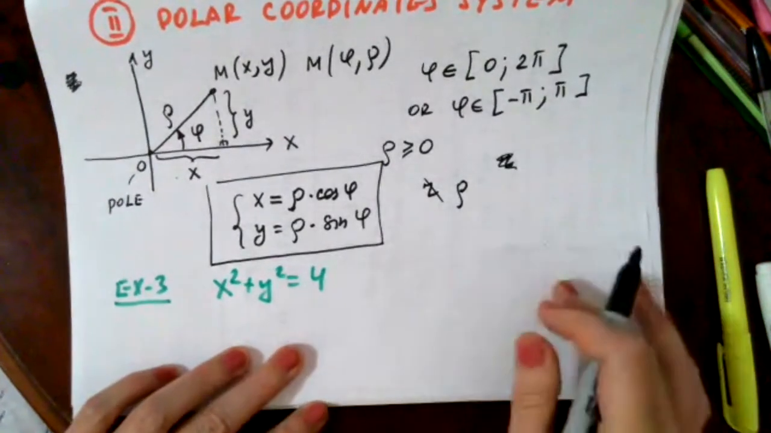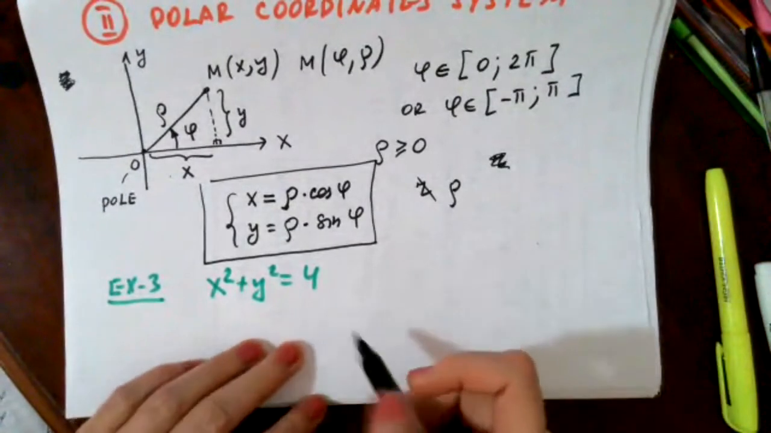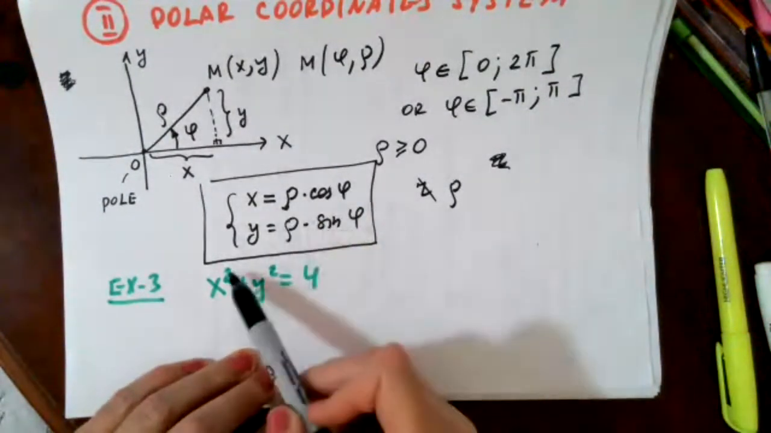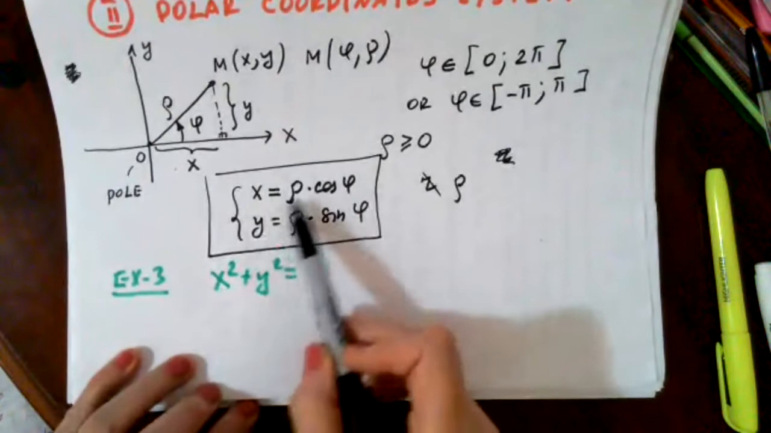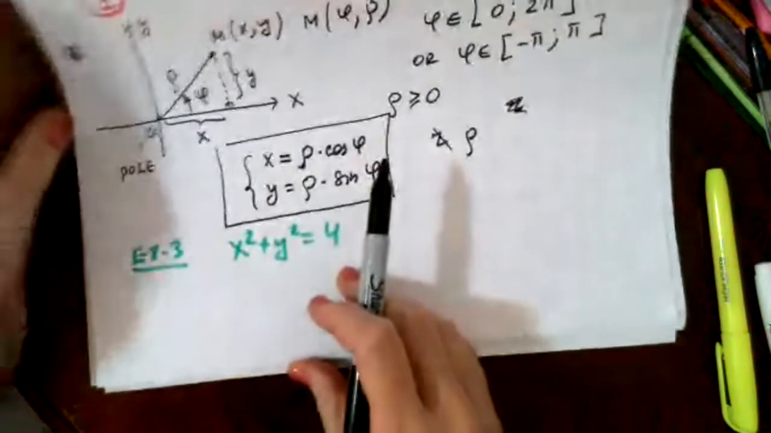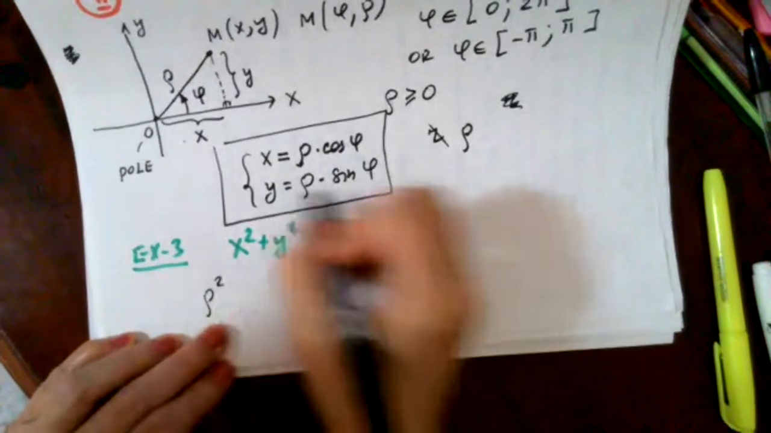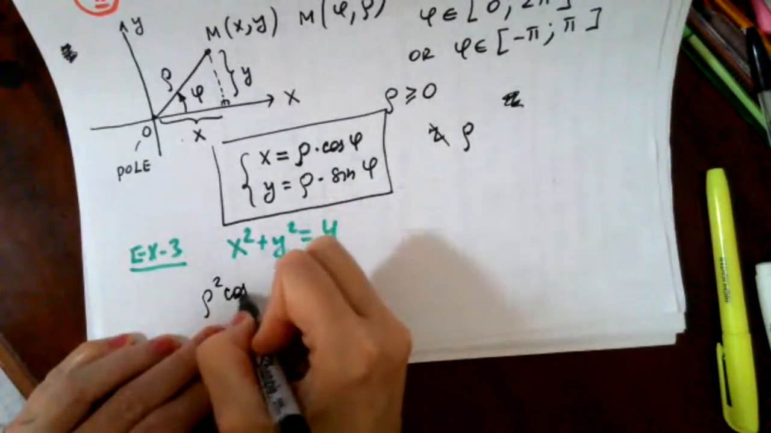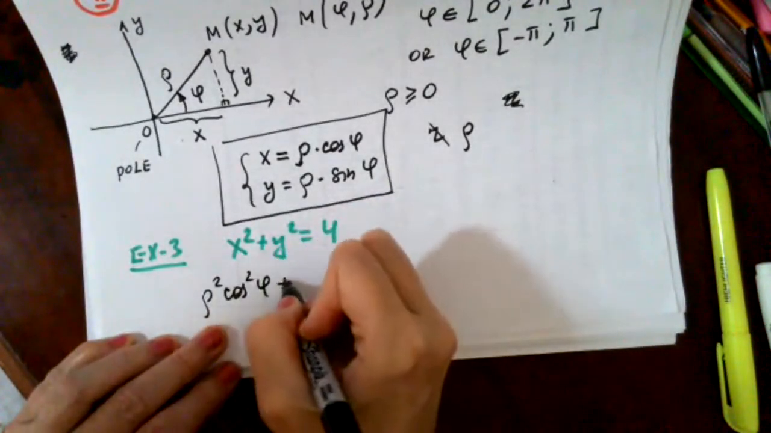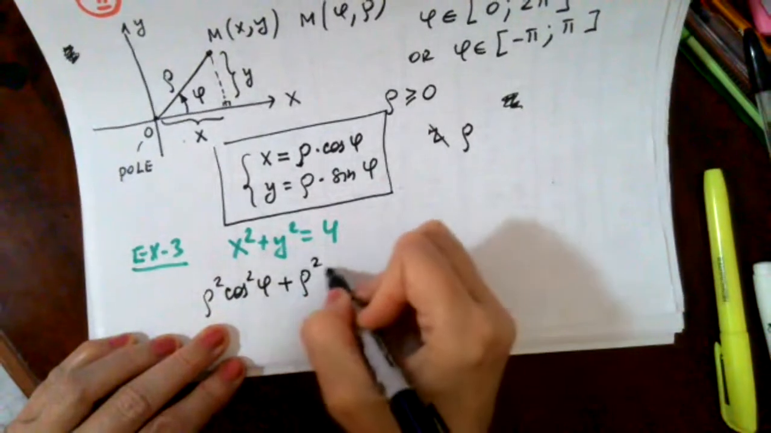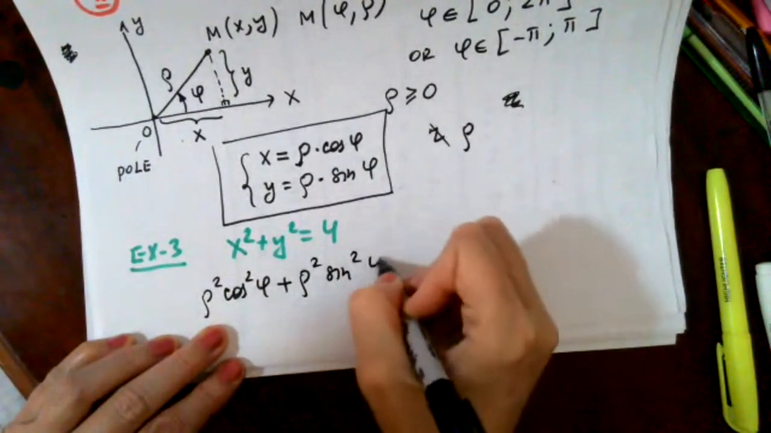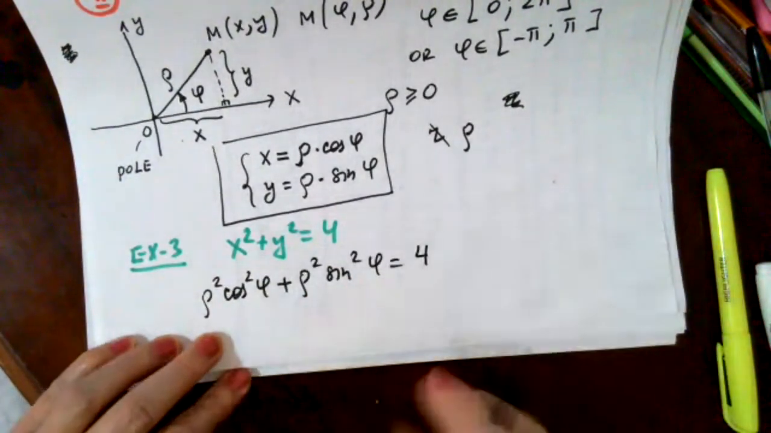How to rewrite this equation in the polar coordinate system? You should use these formulas. Instead of x, you can plug in rho times cosine phi and so on. So let's do it. Instead of x, I'm plugging in this first expression: rho squared times cosine squared phi plus rho squared sine squared phi is equal to 4.